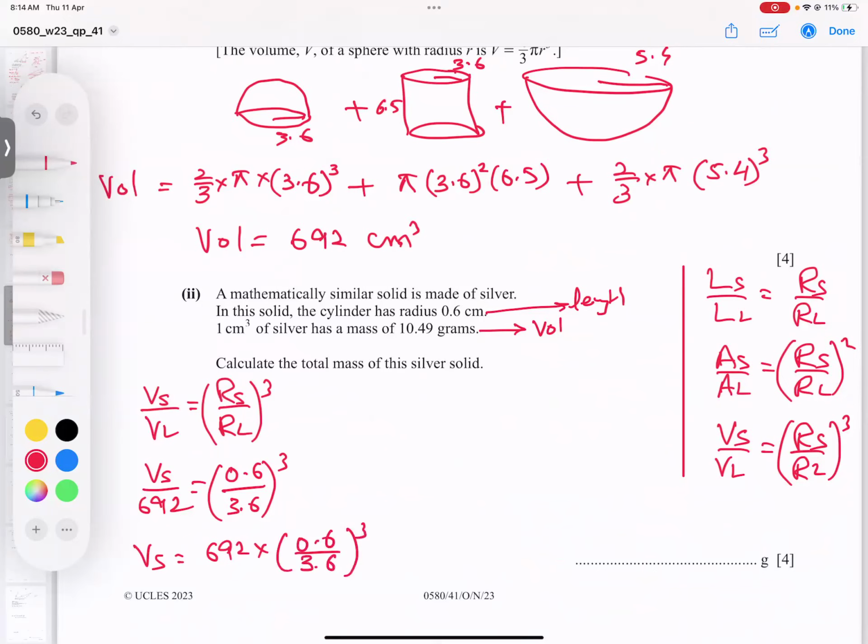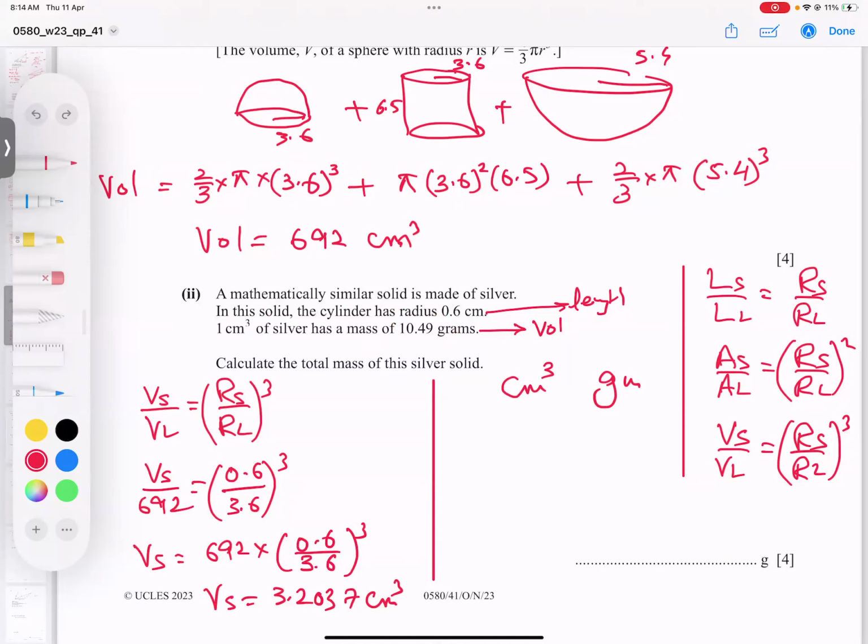And if you type this in the calculator, the volume of the small object comes to 3.2037 centimeter cube. Okay, done. This is done, but we still have something to finish. What is that? He's saying that 1 centimeter cube is given, so grams. Two units, centimeter cube and grams. 1 centimeter cube is 10.49 grams.